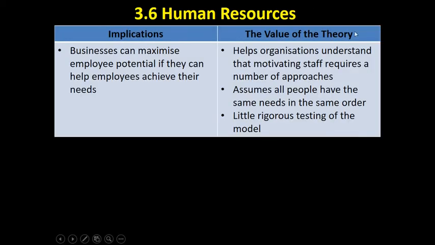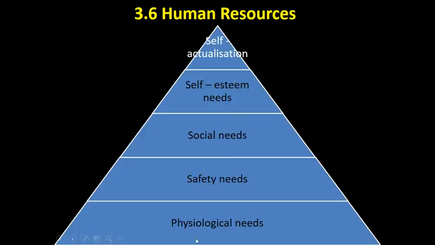So what's the value of this theory? It helps organisations to understand that motivated staff isn't just a one-off event. There are lots of needs that we need to fulfil if we're going to get employees operating at their highest levels. However, the approach does assume that all people have the same needs in the same order. There's a lot of debate about whether safety needs really do come after physiological needs. There's plenty of evidence from places where suicide bombings occur in crowded markets, where there's food. People avoid those places.